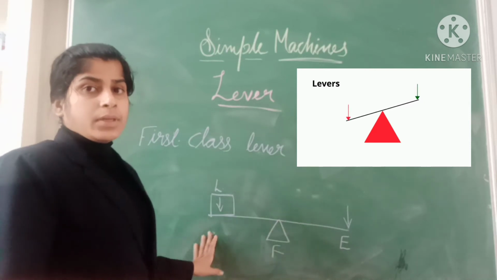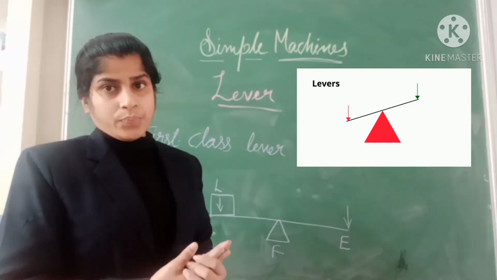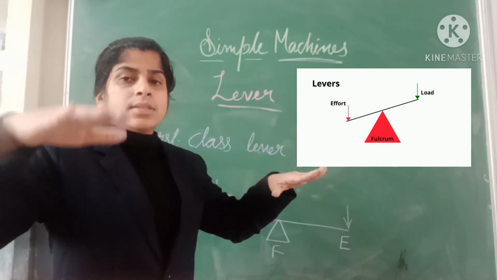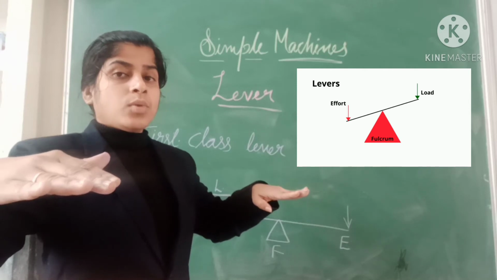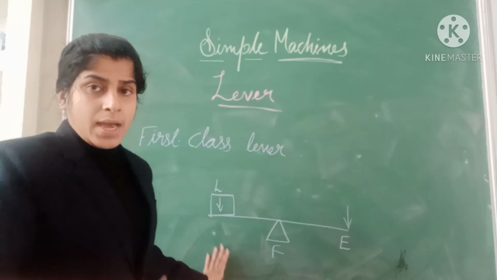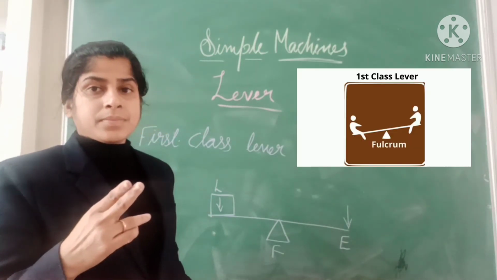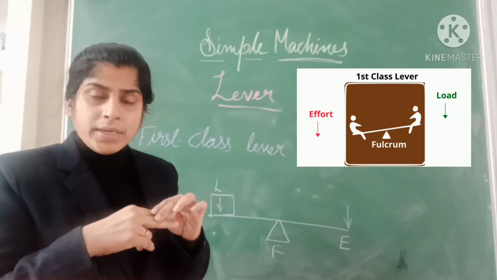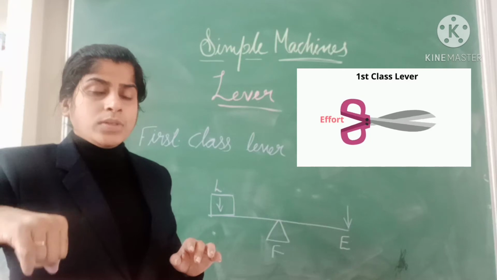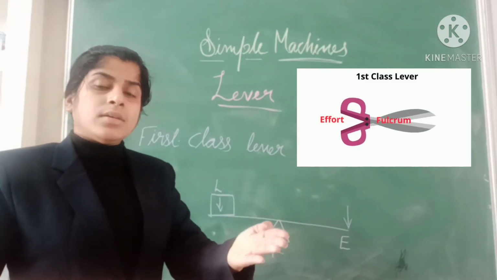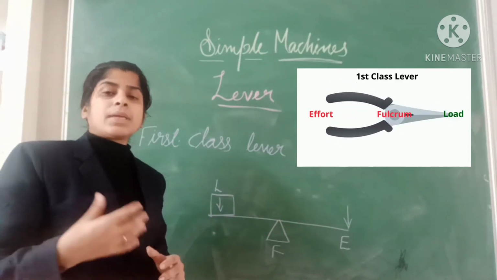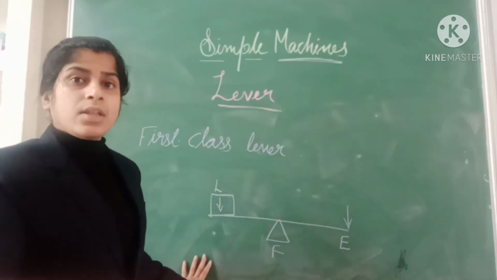For example, a seesaw: the center is the fulcrum, the moving part, and at the two ends, one end has the effort and the other end has the load. Another example is scissors: the center point is the fulcrum, at one end we apply effort, that means force, and at the other end is the load. Pliers and a hand pump are also examples of first class levers.